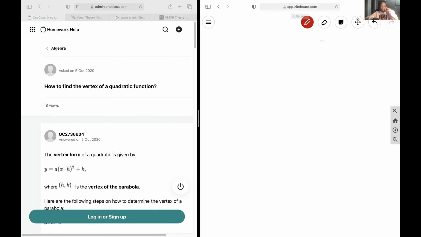Okay, next up, we want to figure out how to find the vertex of a quadratic function. And so in order to find the vertex, we have to bring it into vertex form. Vertex form is y = a(x - h)² + k. So now one has to wonder how to get it into that vertex form. And so given y = ax² + bx + c, first off, you're going to bring the constant value over. So ax² + bx.